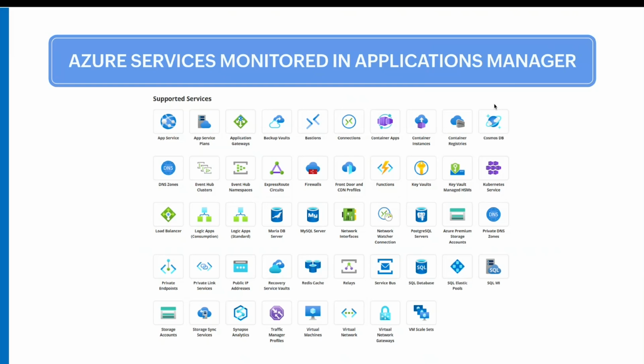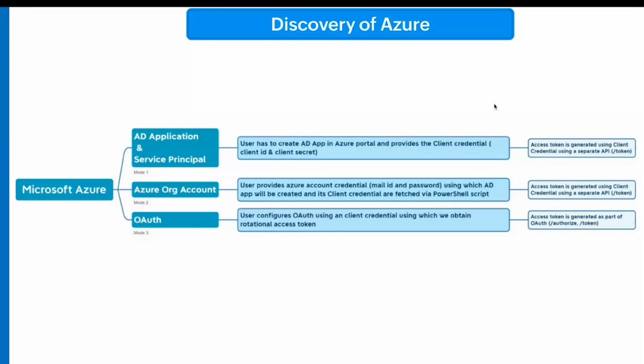The client secret, and by which we'll discover the Azure infrastructure. The second mode is the Azure automation mode. So in the Azure automation account, you'll be having the user email ID and credential. And from there, we'll fetch the information with the help of PowerShell script.